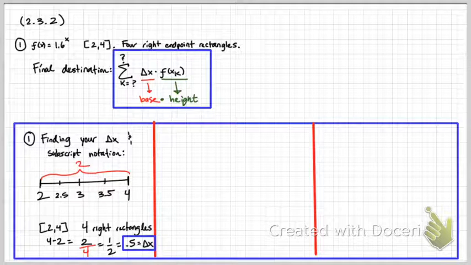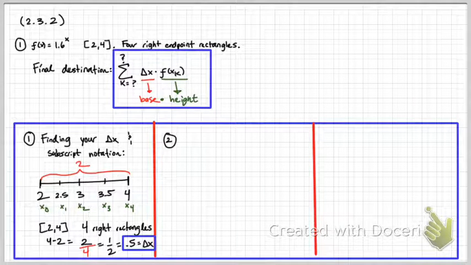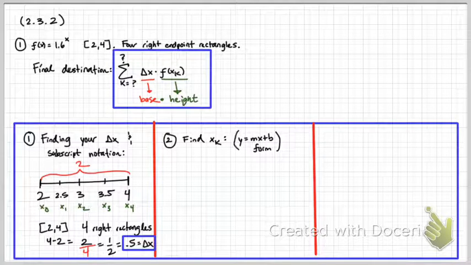Now, we also want to put in our subscript notation, so we can use this for our limits later. x of 0, x of 1, x of 2, x of 3, and then x of 4. Alright, so that's our step 1. Step 2 is to find x of k, which you're going to write in y equals mx plus b form, because it's a linear rate of change.